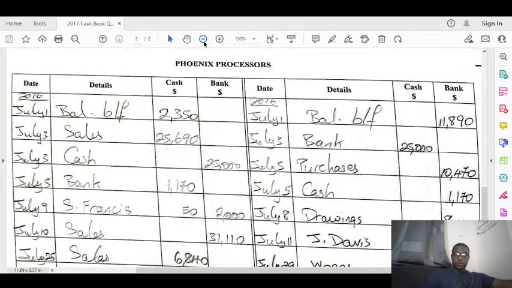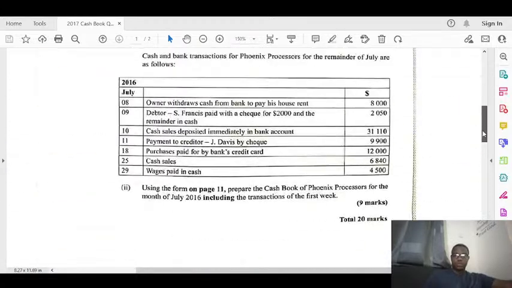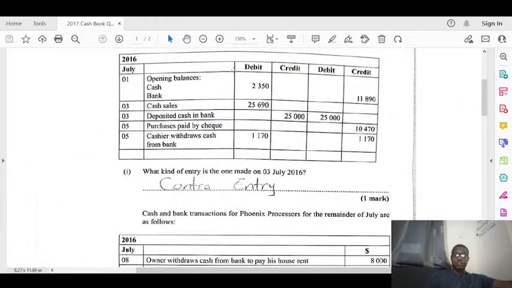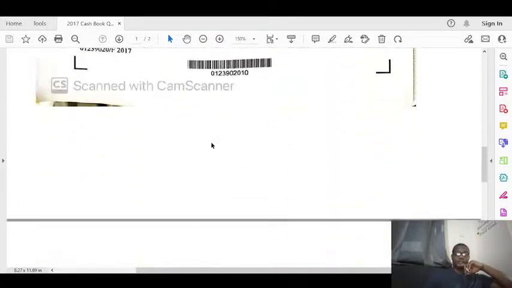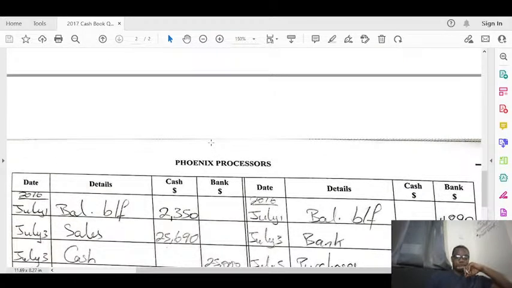All right. So the question asks you to input these transactions for the first week. So you have 1, 2, 3, 4, 5 transactions for the first week. I want you to realize that July 3 is a contra entry, and July 5 is also a contra entry. So when we are recording it in our cash book, we start with our opening balances. The cash account had a debit opening balance of 2,350.